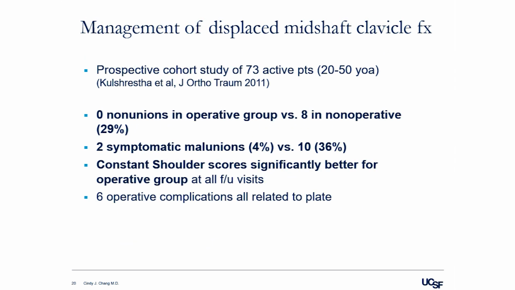Here's another study, 2011. 0 non-unions in the operative group versus 8 in the non-operative group. And that was in 73 active patients, ages 20 to 50. Again, malunions were higher when you don't operate. Constant shoulder scores, which is what they give their patients, were significantly better for the operative group at all the follow-up visits. They were happier, had less pain, better function. There were 6 operative complications, all related to the plate.